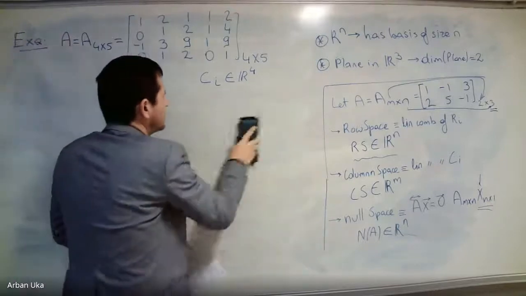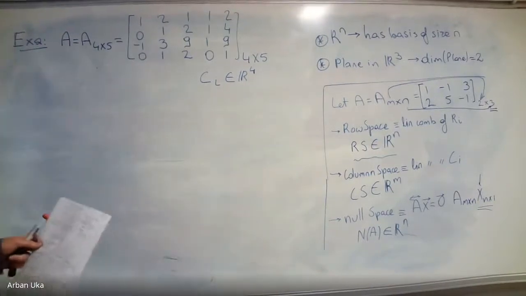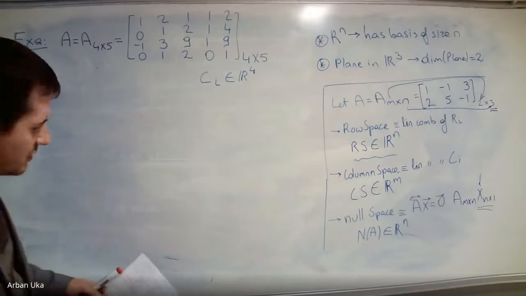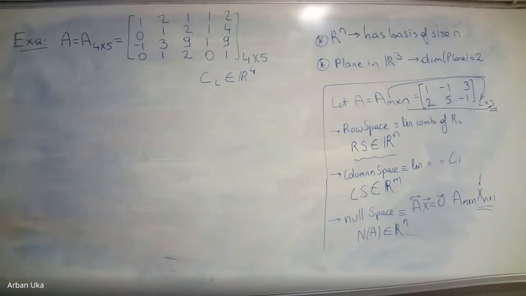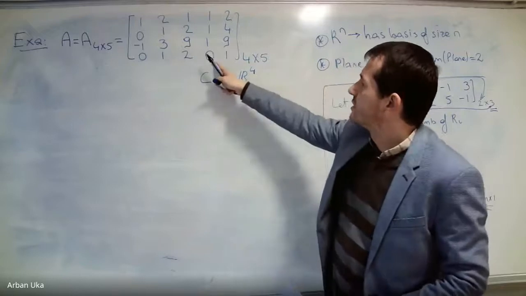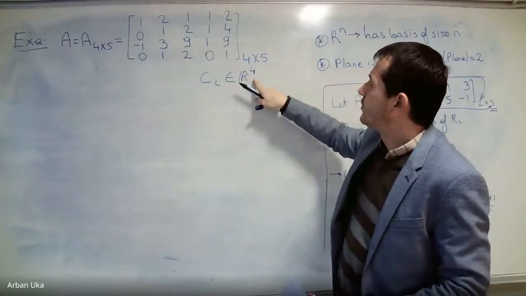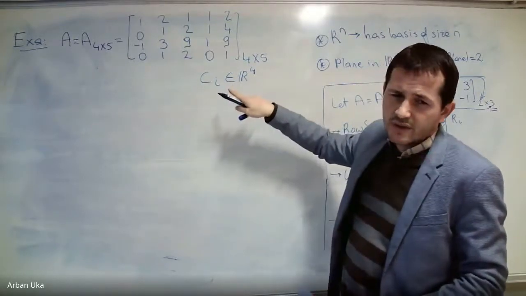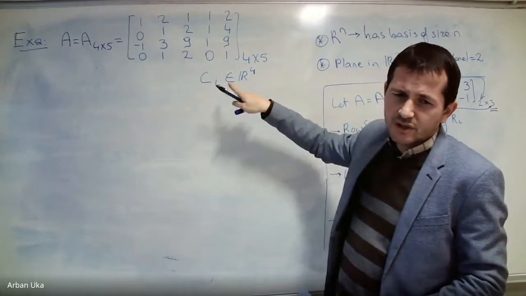Okay, so now let's take it away and let's see what we obtain. To figure out what the dimensions of the row space and column space are, let's say something. We have 5 columns in R4. For sure they are linearly dependent.